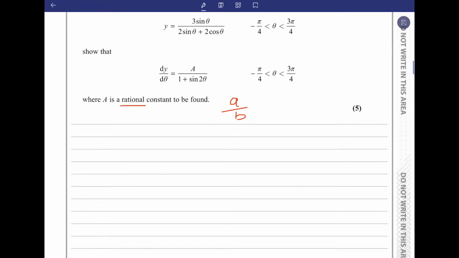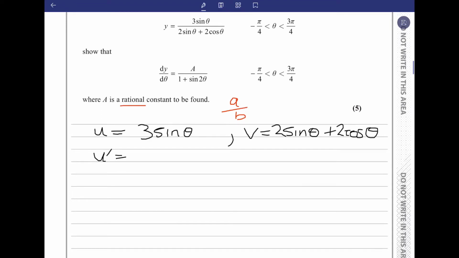So we're trying to differentiate a quotient here, which means we need to use the quotient rule, of course. So I always like to write down the functions u and v. So u is 3 sine theta. Sorry, my handwriting's getting progressively worse here, but we'll carry on. v is 2 sine theta plus 2 cos theta. So let's differentiate these.